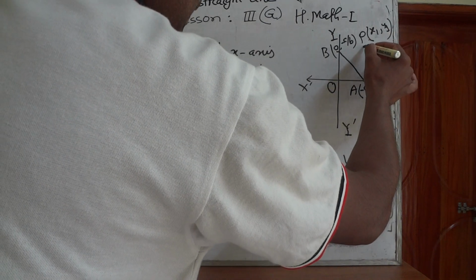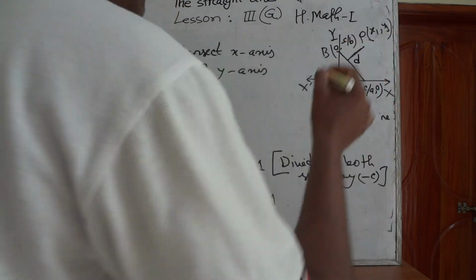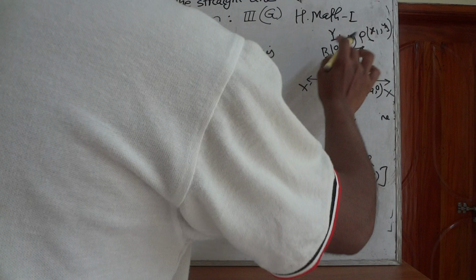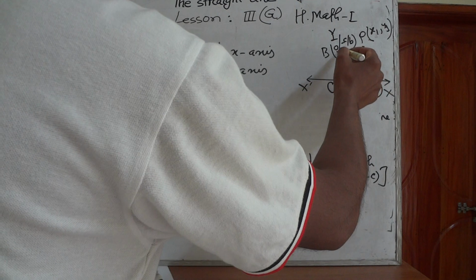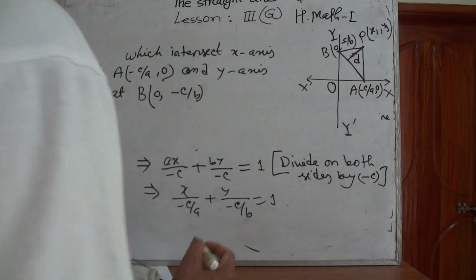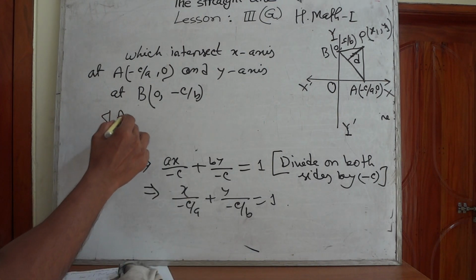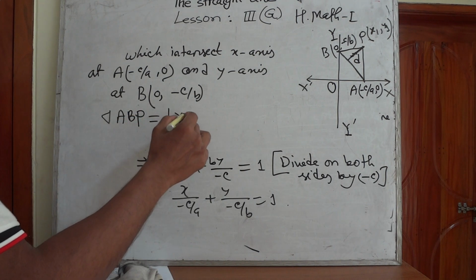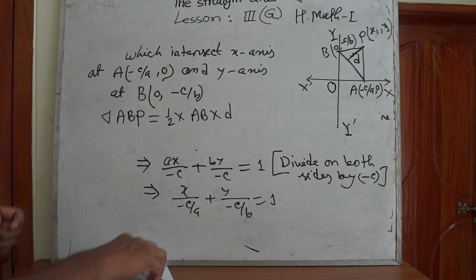Now we have to find the perpendicular distance. So we have to draw here a perpendicular denoted by d. Now join AP and BP. Therefore ABP is a triangle. As this is the height, AB will be the base. And we know the area of triangle ABP is equal to half into base, base means AB, into height d.